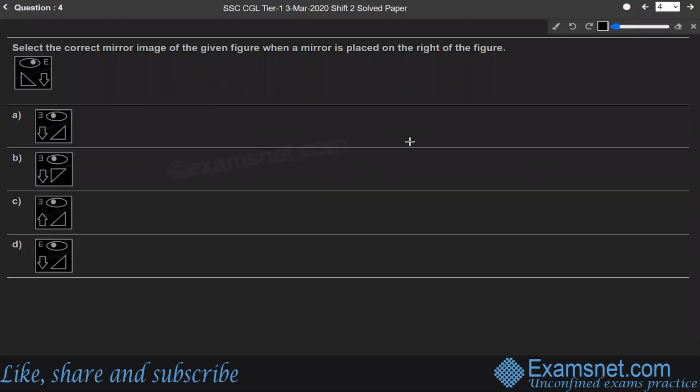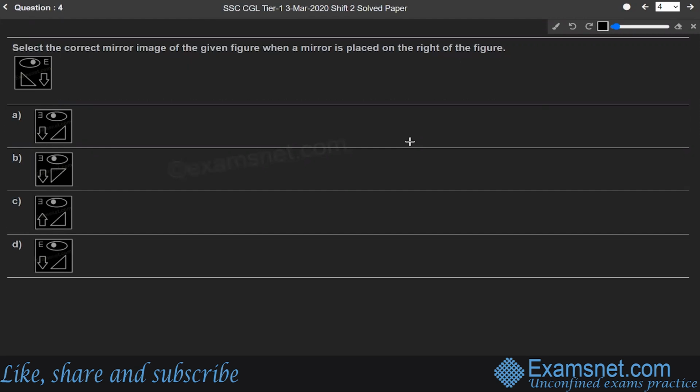Next question is, select the correct mirror image of the given figure when a mirror is placed on the right of the figure. So a figure is given here and we have to identify the correct mirror image for this figure. What do you understand by the mirror image here? In simple words, mirror image is simply a reflected duplication of an object that appears almost same, but it is reversed in the direction that is perpendicular to the surface of the mirror.